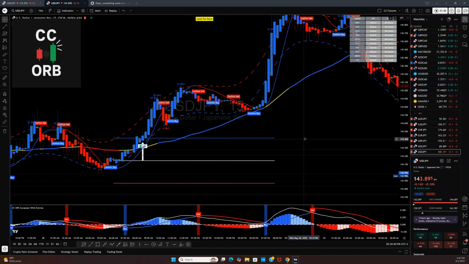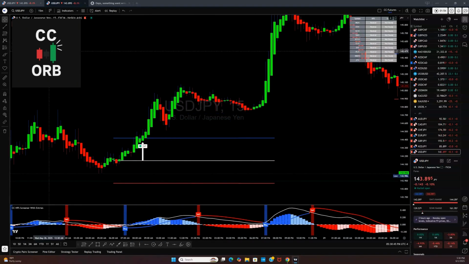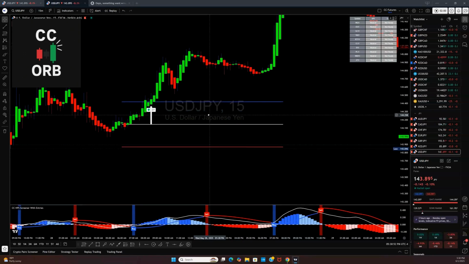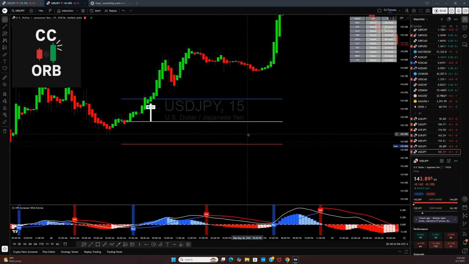So here is a trade that I actually took for USD JPY, and I'll show you an example of that here in a moment. Let's go ahead and turn off the cheat code indicator real quick. This is the ORB, cheat code ORB. Now, the cheat code ORB is used differently than the traditional opening range breakout.